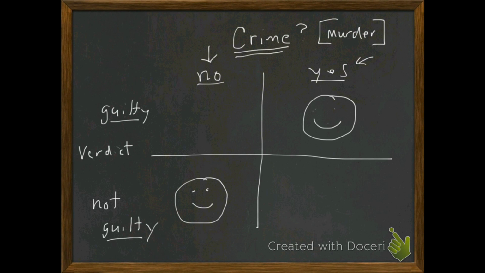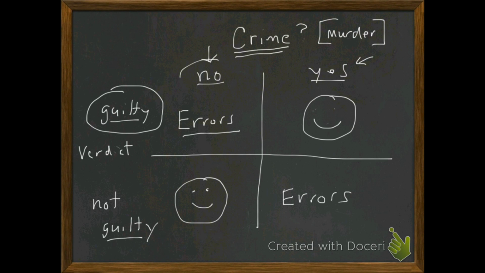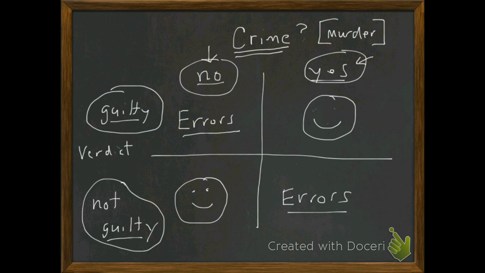Well, again, clearly we want those people to be found guilty and pay for the crime, so to speak. Now, guys, clearly these two boxes end up representing errors. This error would be we find a person guilty and they didn't do the crime. This error is the person did the crime, but we let them go scot-free.